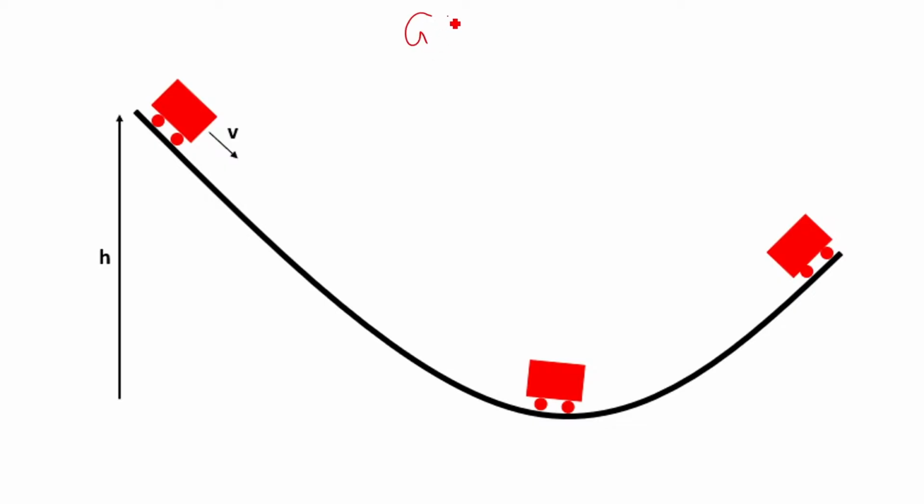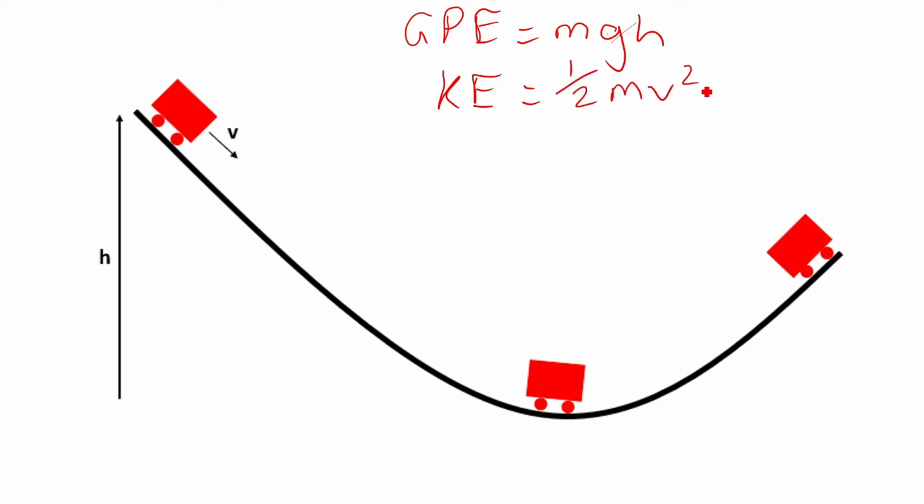So we know that gravitational potential energy is equal to mass times gravity times height, or mgh. And then we also know that kinetic energy is equal to half times mass times the velocity squared.